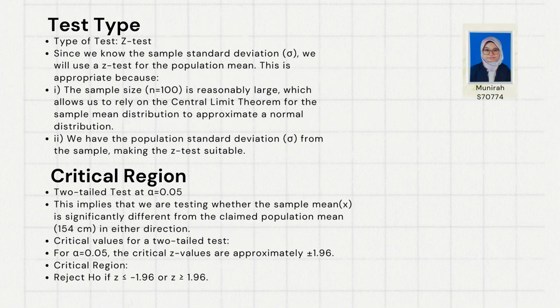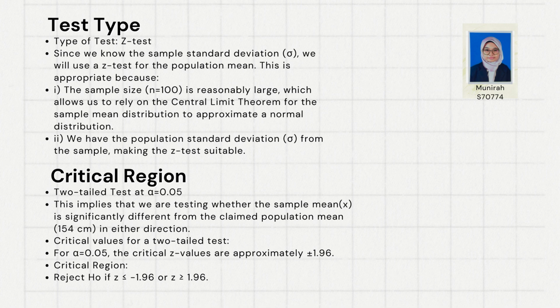For test type and critical region, I'm Munira Atifa and will be presenting about it. First, test type. The type of test we use is a z-test. Since we know the population standard deviation, we will use a z-test for the population mean. This is appropriate because the sample size in our case is 100. It is reasonably large, which allows us to rely on the central limit theorem for the sample mean distribution to approximate a normal distribution. Second, we have the population standard deviation, making the z-test suitable.